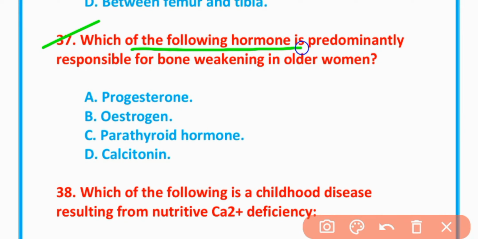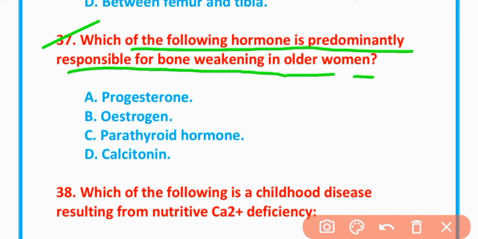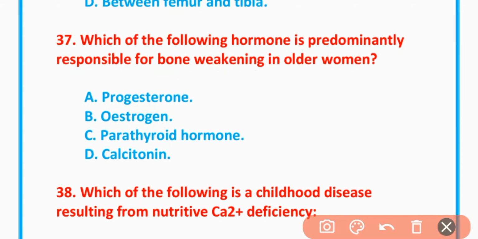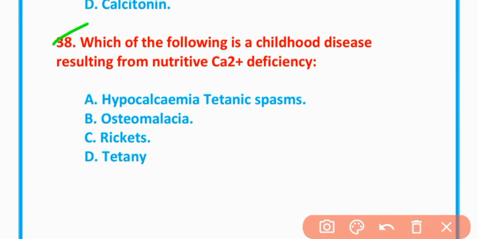MCQ number 37. Which of the following hormone is predominantly responsible for bone weakening in old women? Estrogen. Option B is correct. 38. Which of the following is childhood disease resulting from nutritive Ca2+ deficiency? Rickets. Option C is correct.